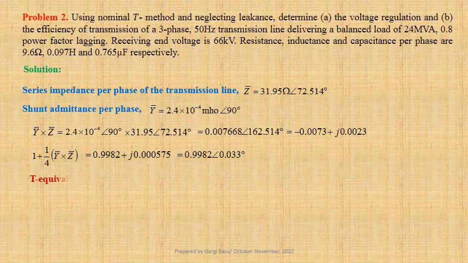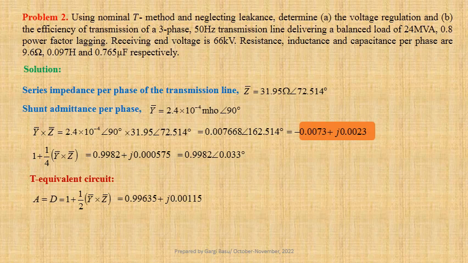For T equivalent circuit, A equals D, that is equal to 1 plus half of Y into Z, that is equal to 0.99635 plus J times 0.00115. This may be written in polar form as 0.99635 at an angle 0.066 degree.